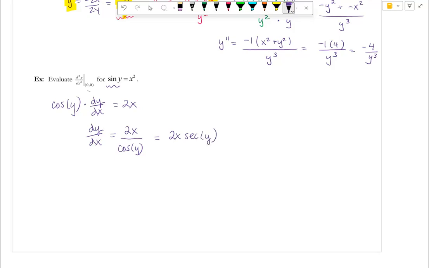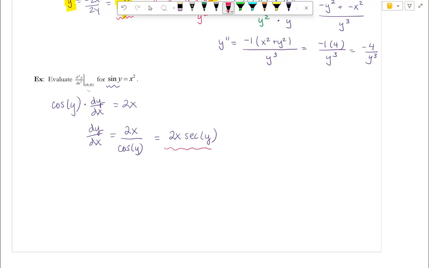So now we have to find the second derivative. We have a couple options: do I want to use the quotient rule with 2x and cosine y, or the product rule with 2x and the secant of y? Either way should work. We should get the correct answer either way, though our work in between might look a little different. My personal preference is the product rule over the quotient rule, but you are welcome to try something different, and we should get the same thing.